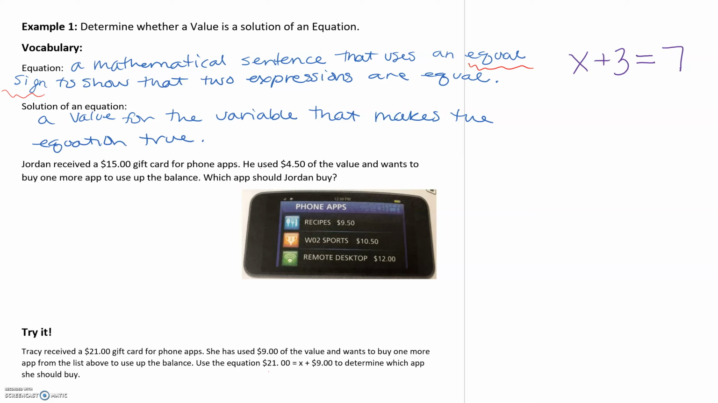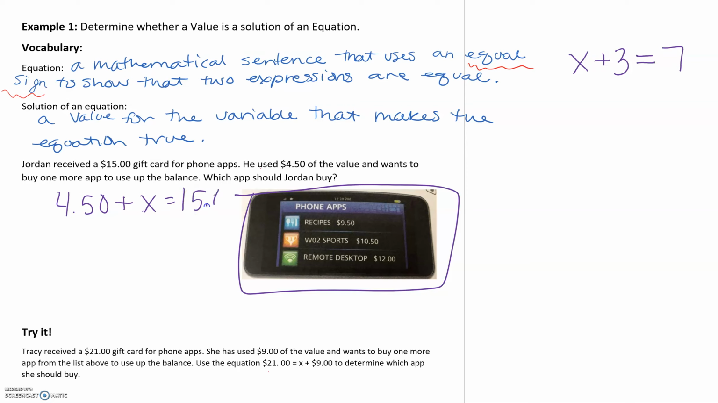So Jordan receives a $15 gift card for phone apps. He uses $4.50 of the value and wants to buy one more app to use up the balance. Which app should he buy? So over here are the apps. Let's see, if we have $4.50 is what we've used, we want to see how much more would I want to use before I have used up my entire $15 gift card. Okay, so here's my equation that I would use to substitute in my values.